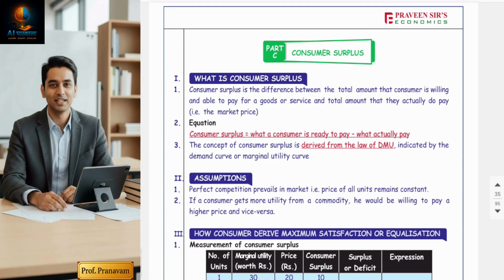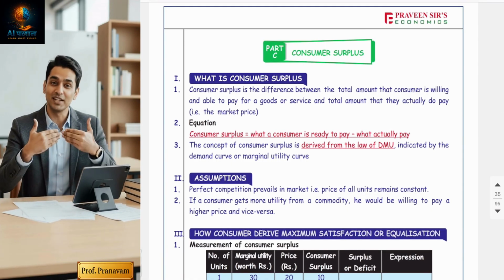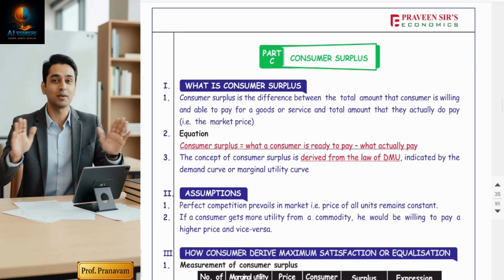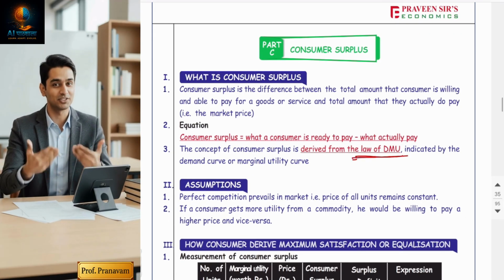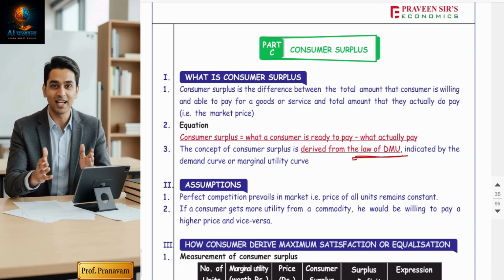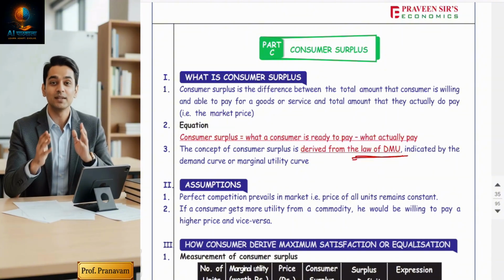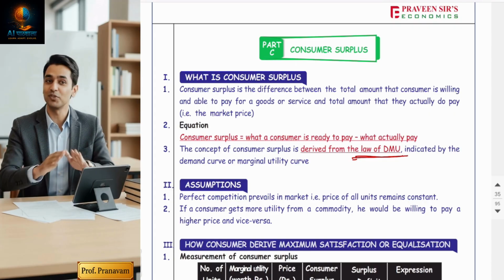Now, the name of the theory is consumer surplus. First, you should keep in mind this theory has been derived from the law of diminishing marginal utility. The law of diminishing marginal utility was developed by Alfred Marshall. So consumer surplus is also developed by Alfred Marshall and cardinal numbers have been used. You know what the law of DMU is, right?